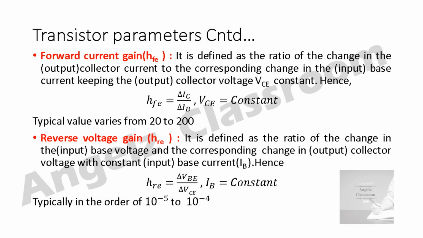Next one is your forward current gain. This is defined as the ratio of collector current to the base current when VCE is kept constant, and the typical value ranges from 20 to 200. Next one is your reverse voltage gain, HRE. It is defined as the ratio of change in base emitter voltage to the change in collector emitter voltage. Here IB is kept constant. It is typically in the order of 10 power minus 5 to 10 power minus 4.